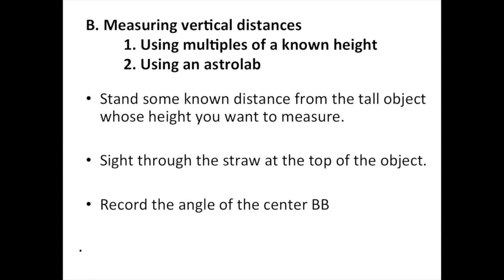So here's the procedure. Stand some known distance from the tall object whose height you want to measure. Sight through the straw at the top of the object, and then record the angle of the center BB. There are 3 BBs in there so that the friction will slow them down and reduce the oscillating back and forth. So we'll just focus on the center BB.